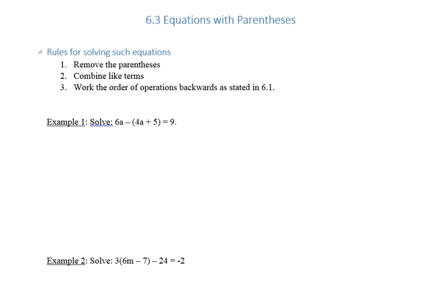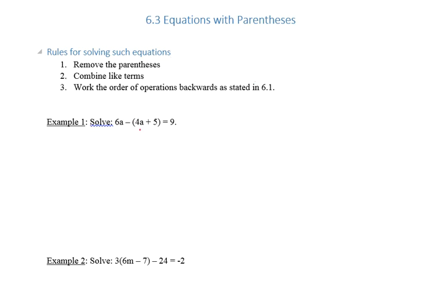We are moving on in Chapter 6, the Equations and Formula chapter, and in this specific section we are working with equations that have parentheses. We've just added a couple of rules to what we need to do. First, we want to make sure we remove the parentheses. Second, we'll combine like terms, and then third, we'll work our order of operations backwards, just as we did in 6.1 and 6.2.